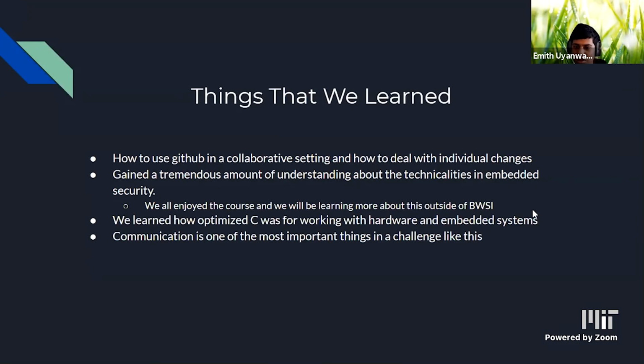All right, so for things that we learned, we learned how to use GitHub in a collaborative setting. We also gained a tremendous amount of understanding about the technicalities in embedded security. When we were programming, there were a lot of nuances and things we didn't think of at first that we had to account for. We learned how to optimize for C, so we learned how to write code for C. And finally, we learned that communication is super important, because if we had been communicating better, I feel like we might have worked a bit more efficiently, and yeah.